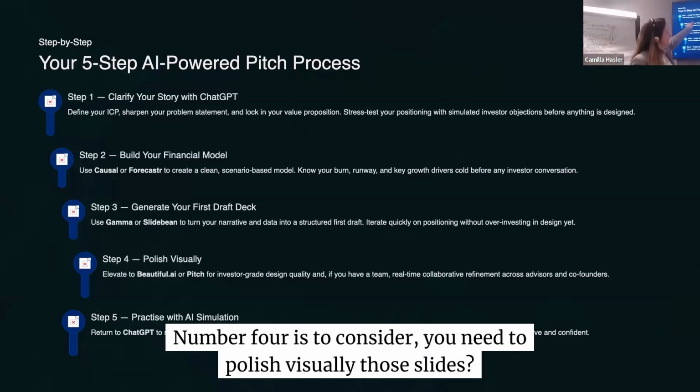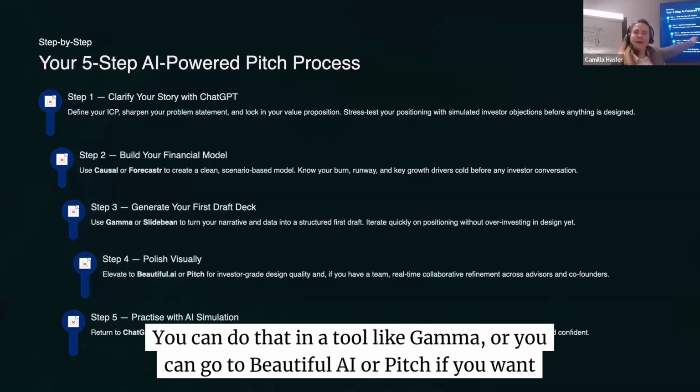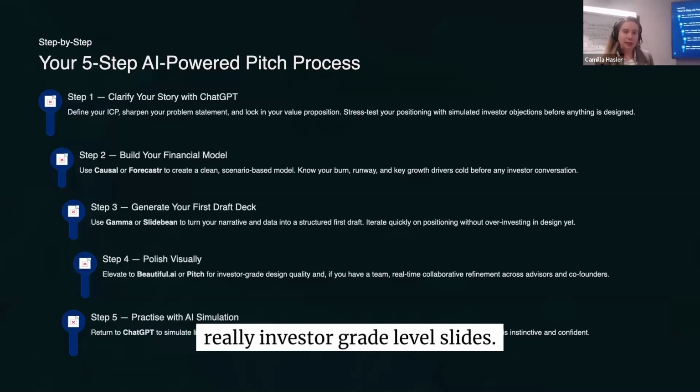Number 4 is to consider, do you need to polish those slides visually? You can do that in a tool like Gamma, or you can go to Beautiful AI or Pitch if you want really investor-grade slides.